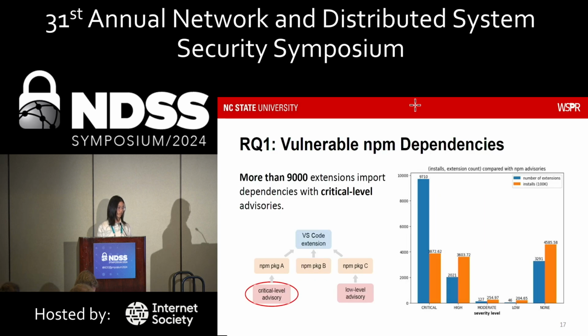All right, so let's move on to some results. To answer the first question, are there any vulnerabilities in the dependencies? We gathered security advisory data for NPM packages and mapped the highest level advisory to each extension. And we found that more than 9,000 of these extensions actually import a critical level advisory into their application. Another 2,000 import a high level advisory. So this shows that when they're importing third-party code, these extensions are also importing risks and vulnerabilities into the application itself.